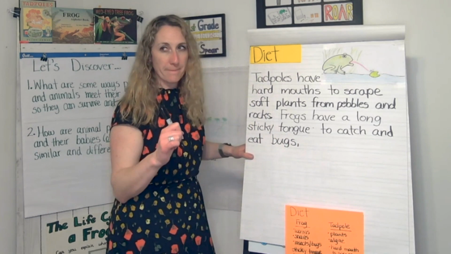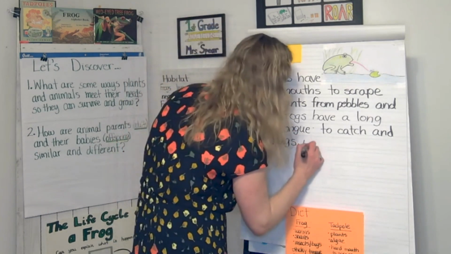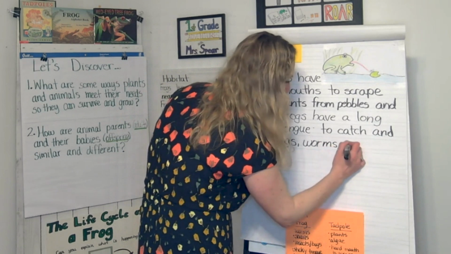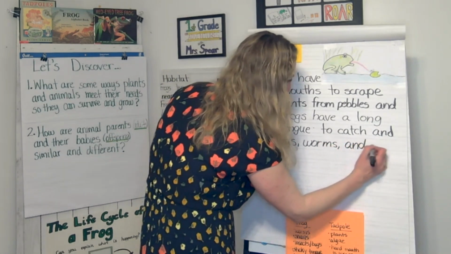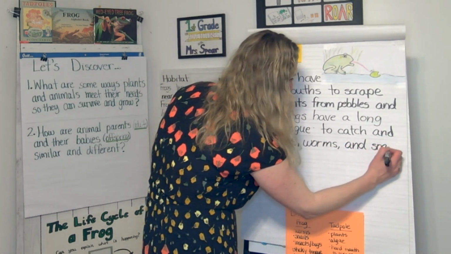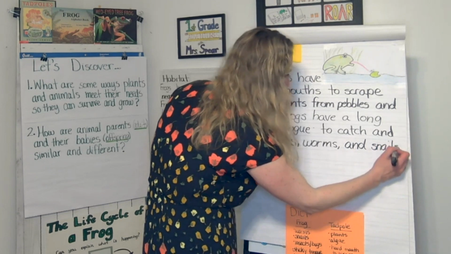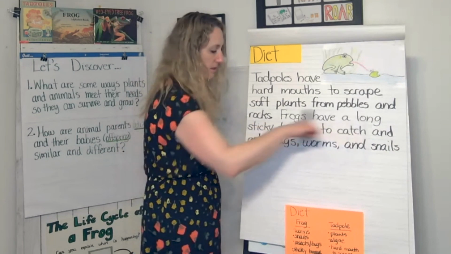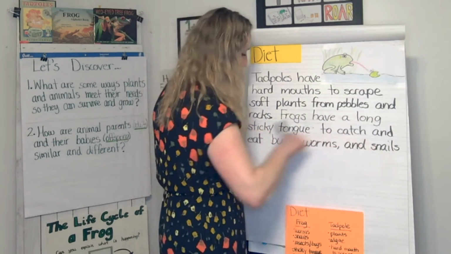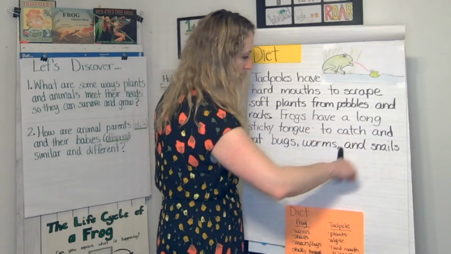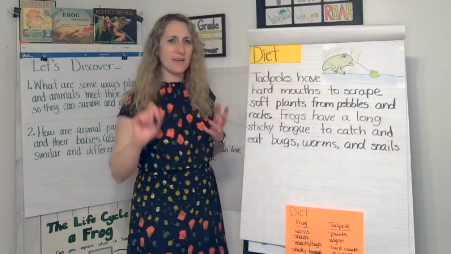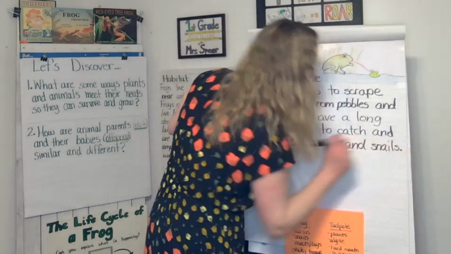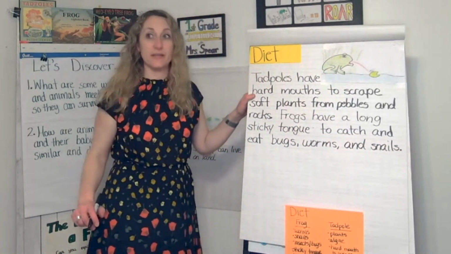What else did we say? Worms. Remember how we talked about using a comma to separate worms and snails. So, frogs have a long, sticky tongue to catch and eat bugs, worms, and snails. That's the end of my sentence. What do I need to do? Put a period. Thank you for remembering that. Otherwise, my reader would be very confused.